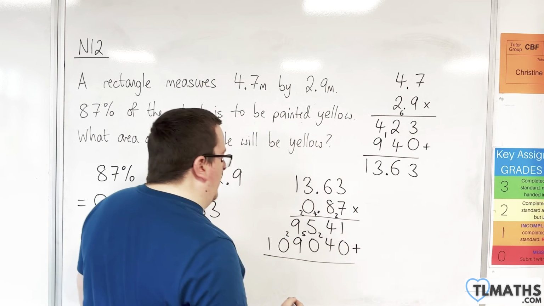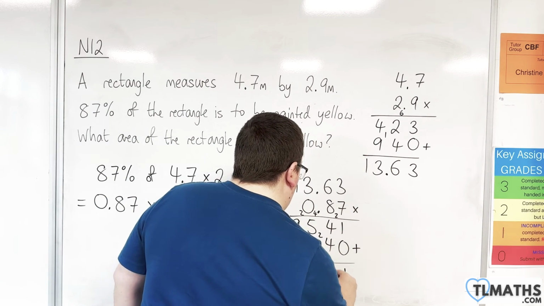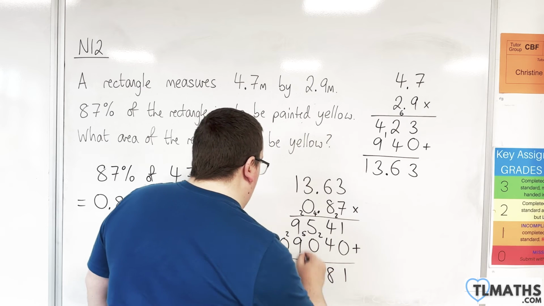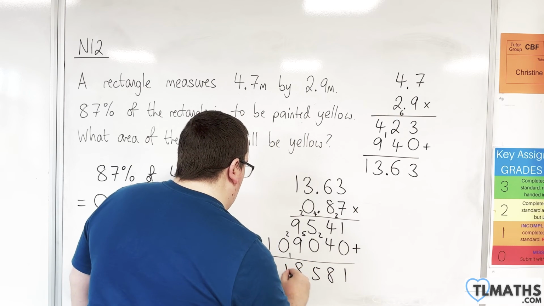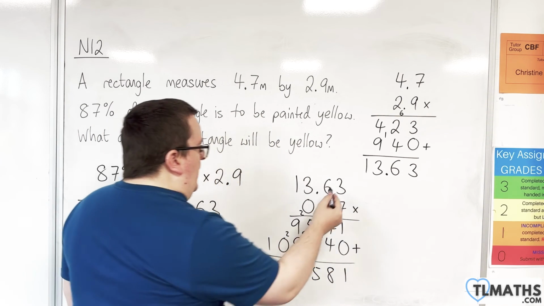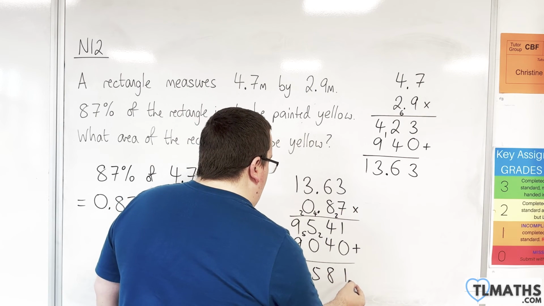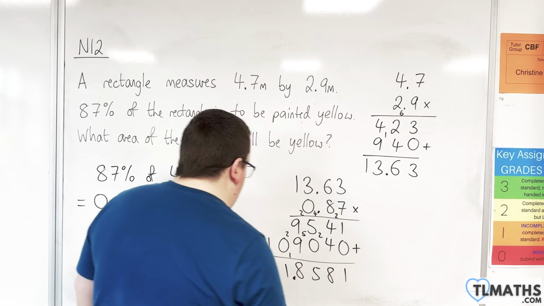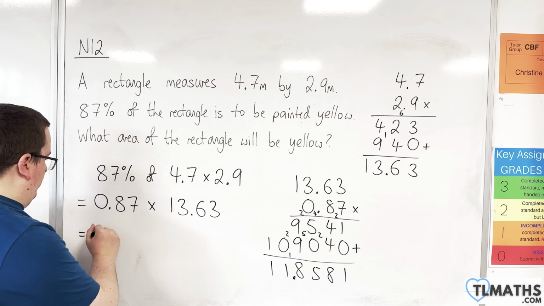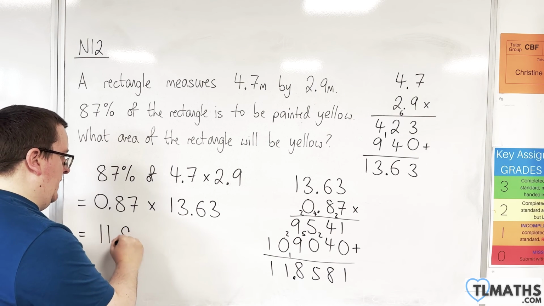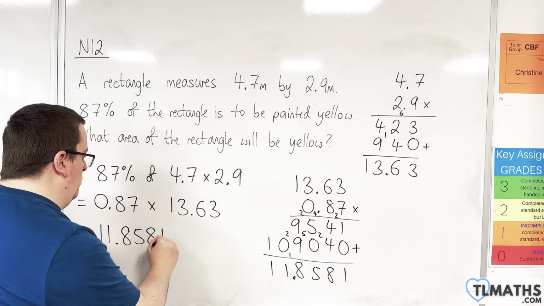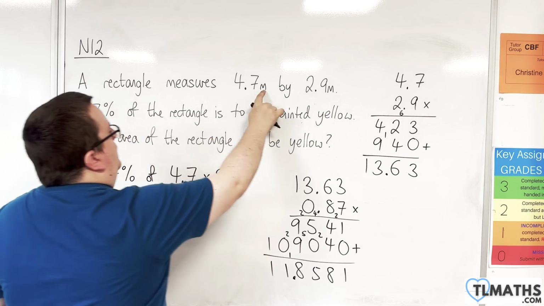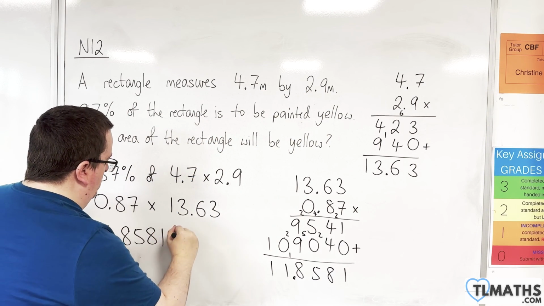Add those two results together. So we've got 1, 8, 5, 18, 1, 1. And we've got 1, 2, 3, 4 numbers to the right of the decimal point, so we're going there. So this is 11.8581, and the units are metres squared.